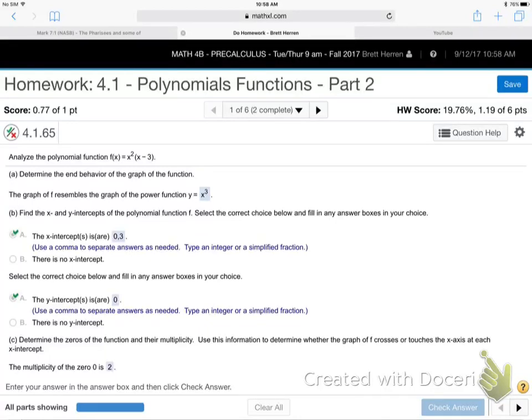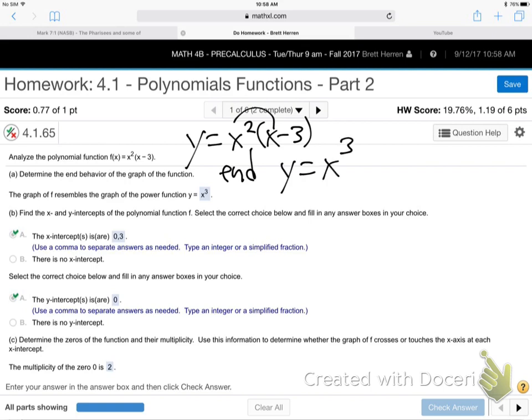How do we do that? So first thing is they're asking for, I don't know if you can see all that right, and they want the, let me write it up here. I want the end behavior. So the end behavior means like if you multiplied it out, what would be the most powerful term, the term in the very front? So x squared times x, it would be x cubed.